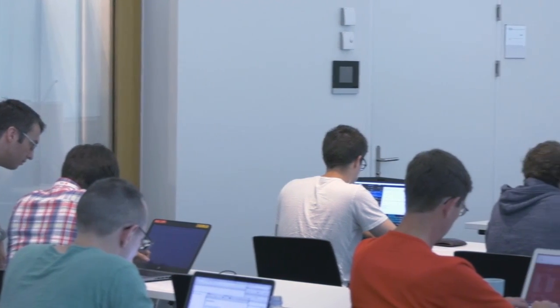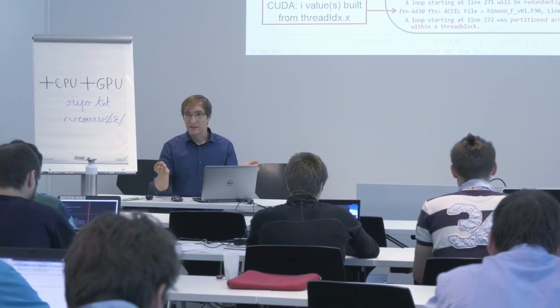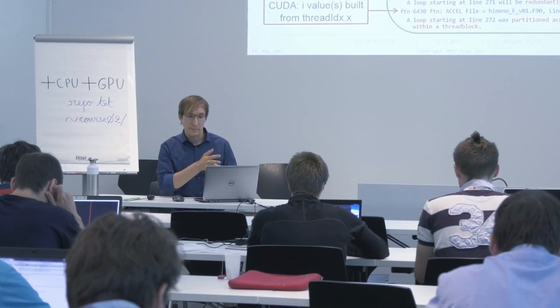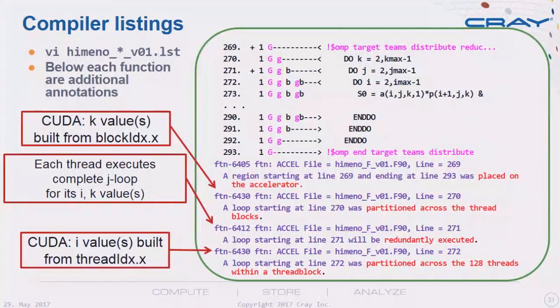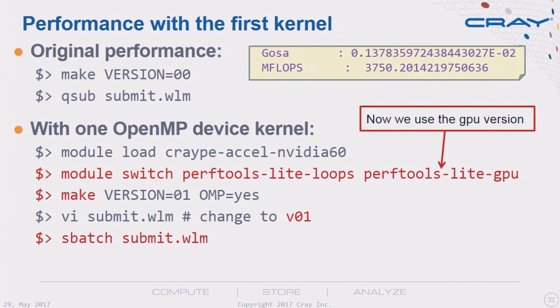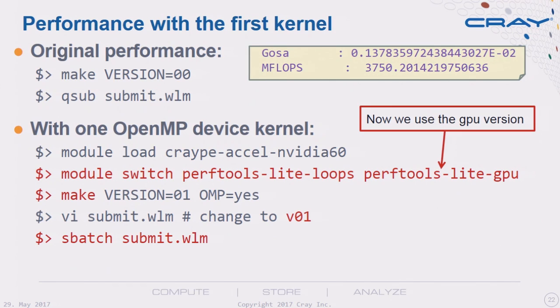I would suggest let it run and see if you still get the correct results. And in the next step, I would also ask you to swap the perftool light loops module to the perftool light GPU one. Since we have now a GPU version, we want also to monitor what's going on with our application on the GPU, especially with data movement. And in the meantime, I could check what I'm doing wrong.